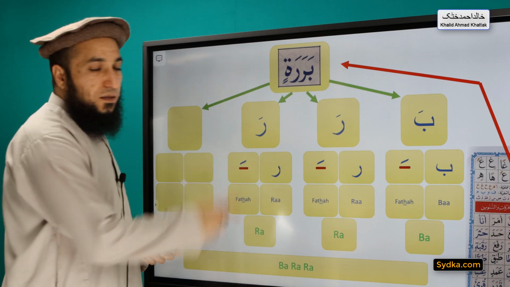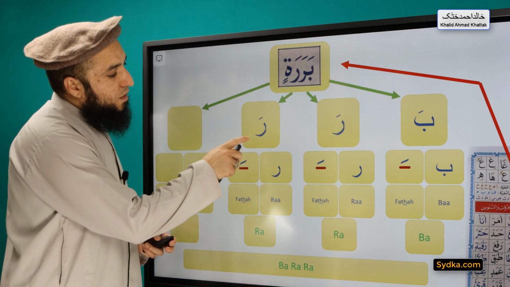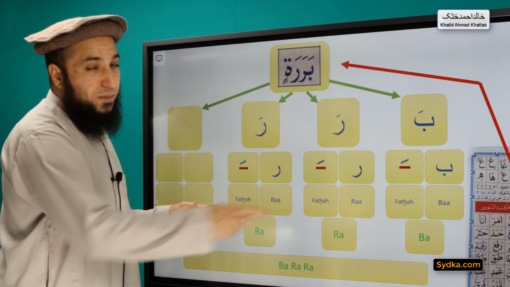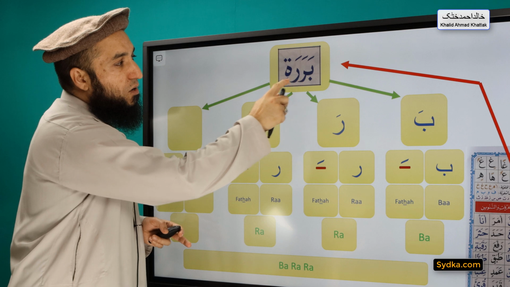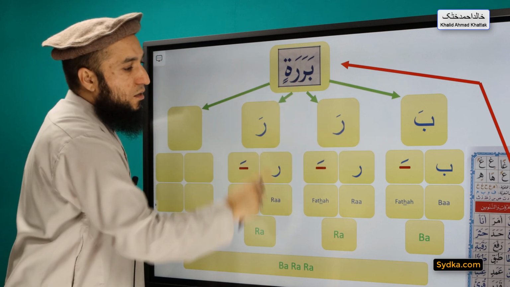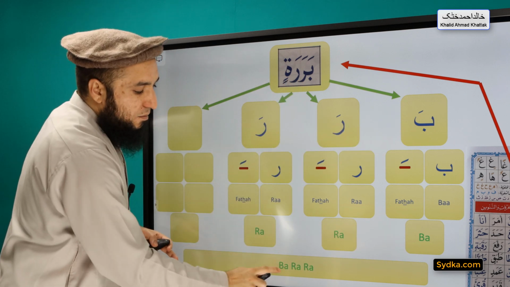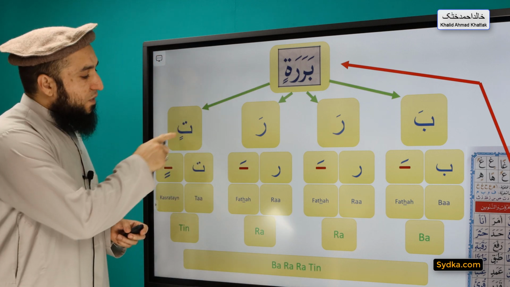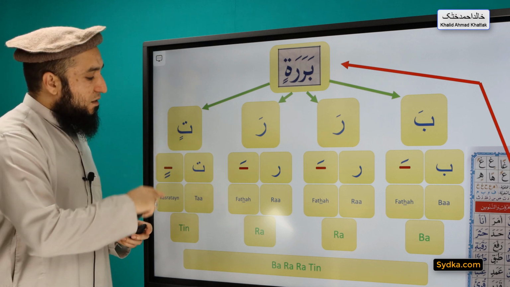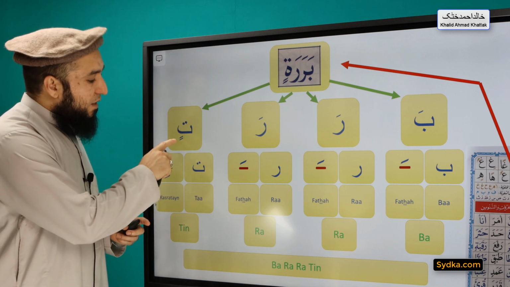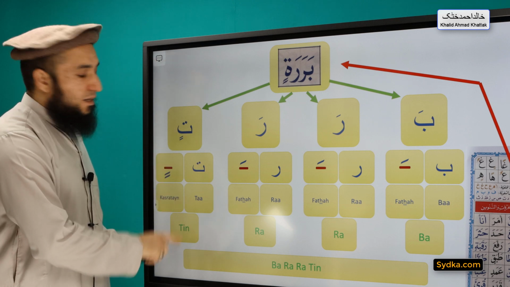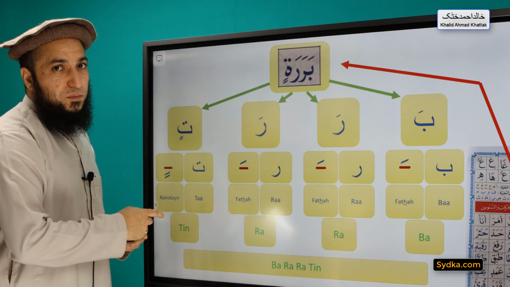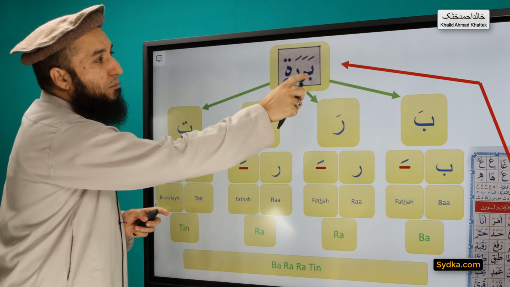The third syllable is ra fatha ra again. Ra fatha ra, ra fatha ra. Now combining the three syllables, we have barara, barara. The fourth syllable we have is ta kasratain tin. Ta is not silent and we have the haraka kasratain. Ta kasratain tin, ta kasratain tin. So now we're combining all four syllables and then we have the word bararatin, bararatin.